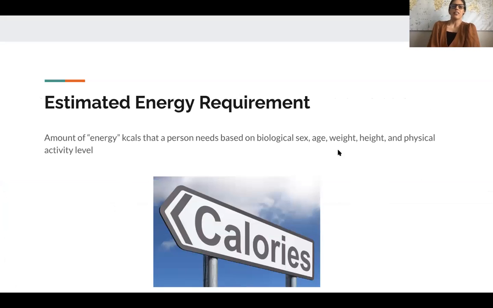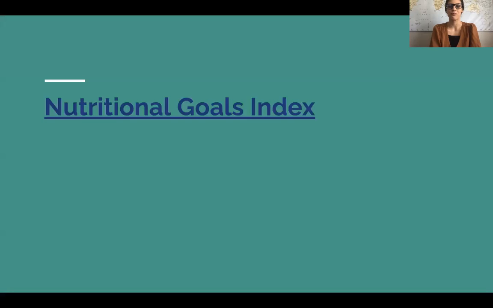All right, and then finally we have estimated energy requirements. This is the amount of energy or the kilocalories that are appropriate for you personally. These are based on a few different factors such as our biological sex, age, weight, height, and physical activity level. We're going to talk about this more in a later chapter, and we are actually going to be completing the formula for ourselves in order to determine what our personal kilocalorie needs are. So that's something to stay tuned for.